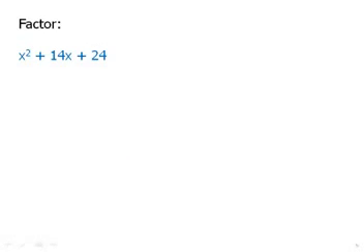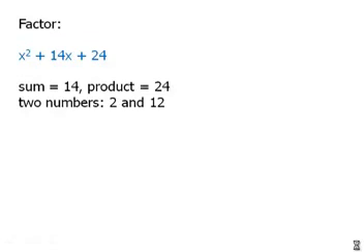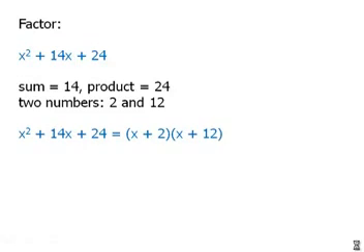We'll factor this one. We need a pair that has a sum of 14 and a product of 24. A little bit trickier because there are many factor pairs that multiply to 24. We could do 4 times 6, that's not the right sum. We could do 3 times 8, that's not the right sum. We could do 2 times 12, that's the right sum. And so the numbers that we need are 2 and 12, and this is the factored form, x plus 2 and x plus 12.